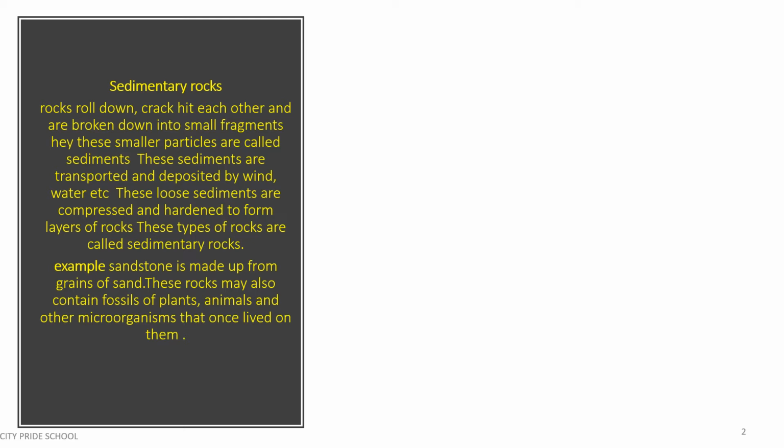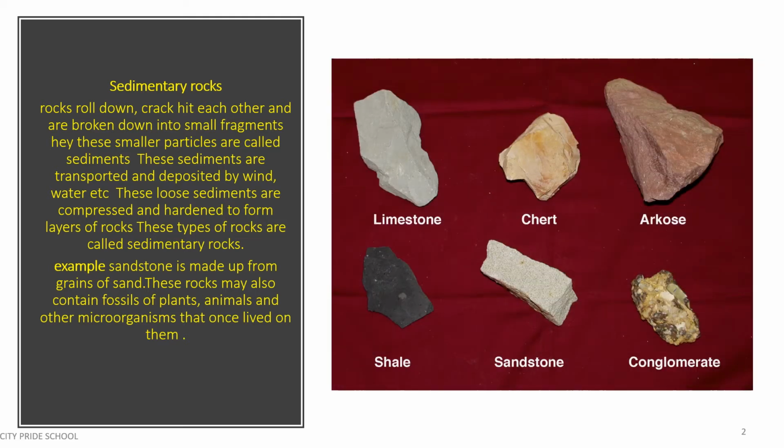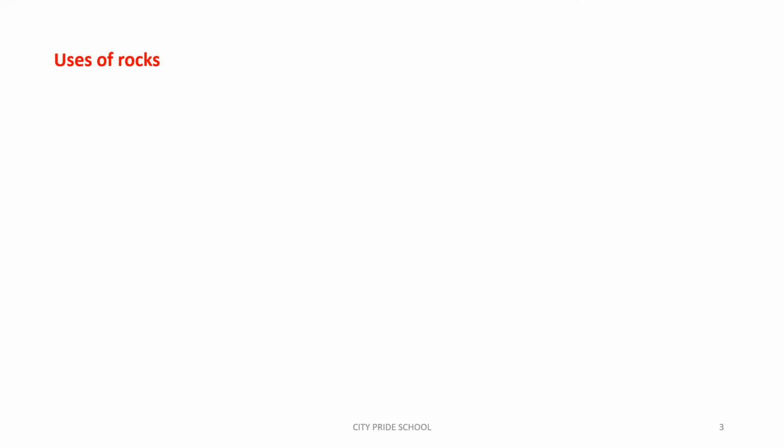These rocks may also contain fossils of plants, animals and microorganisms that once lived on them. Here I'll tell you what a fossil is. Fossil is nothing but the dead plants and animals that got trapped during the formation of the rock. They lived on that rock and they got trapped in it. That is what a fossil is. Here you can see examples of sedimentary rocks like limestone, sandstone, shale, etc.